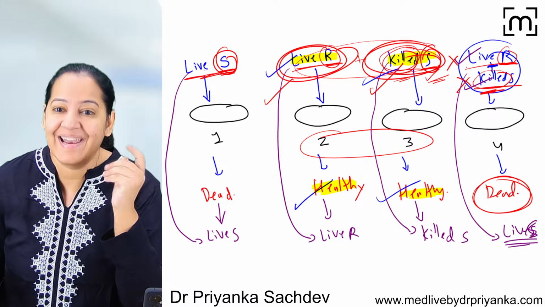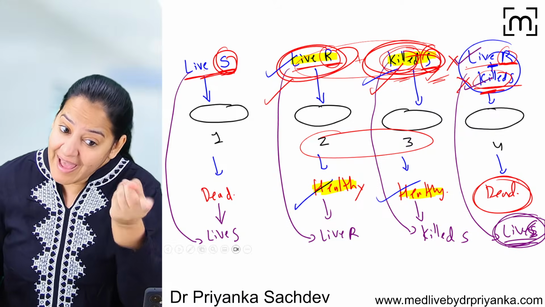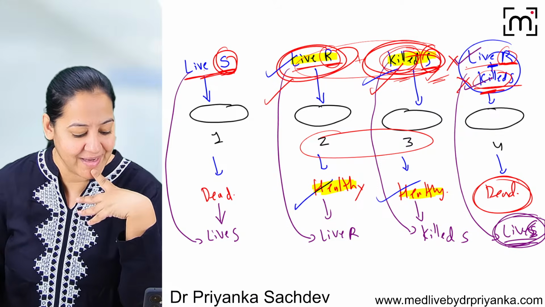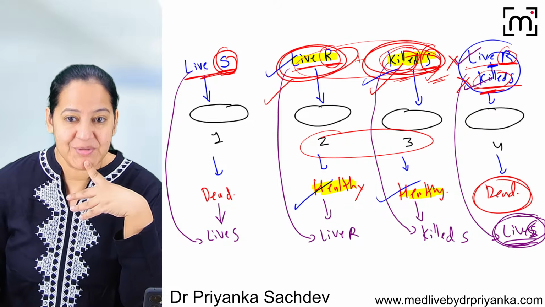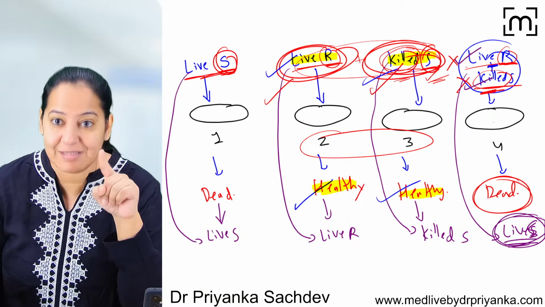Where did this come from? Live S. From where? The mice blood has live S. From where is the mice getting it? You are getting my point, what I am saying? So what happened actually inside this mice?